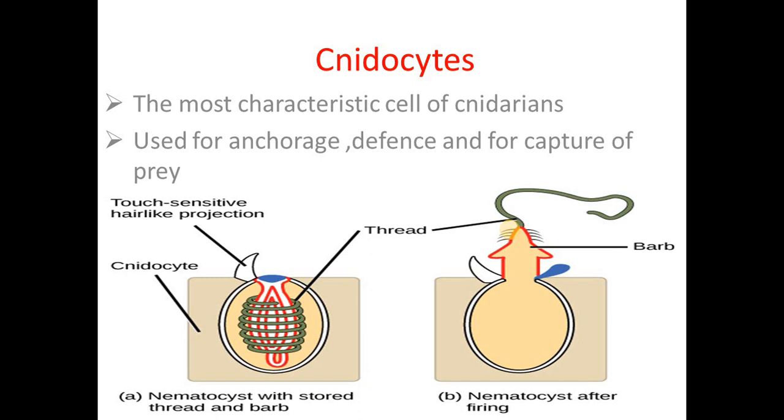Now, these are the sensory structures which sense any sort of danger or prey. Now we will discuss the mechanism of discharge of cnidoblasts.